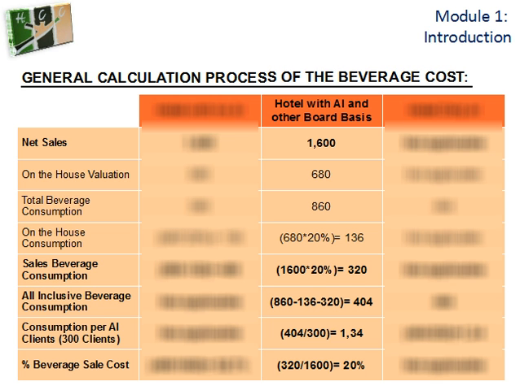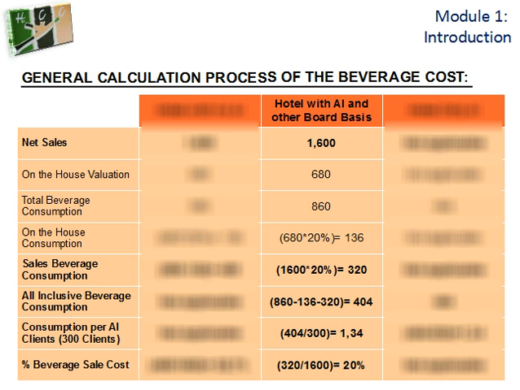The stockroom informs us that the total beverage consumption is 860, and that after having taken away the invitation consumption, that is the 20% of 680, and the consumption of paying customers, that is the 20% out of the 1,600 net sales, it calculates a beverage consumption destined to all-inclusive clients of 404. If we were to have 300 clients in all-inclusive, the cost per client will be 1.34 per day. On the other hand, the cost of beverage sales to paying clients will logically be 20%, as it is the variable we use to discount from stockroom the beverage of paying customers according to the volume of sales.